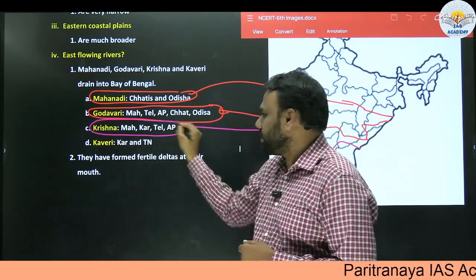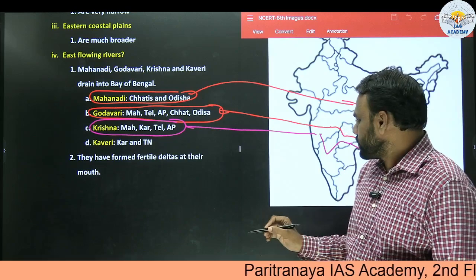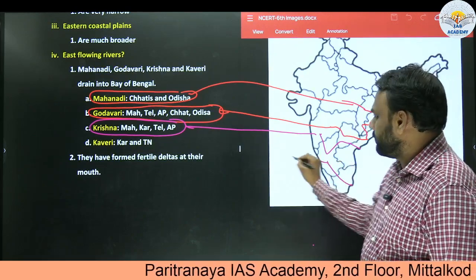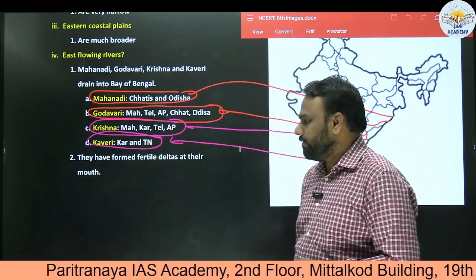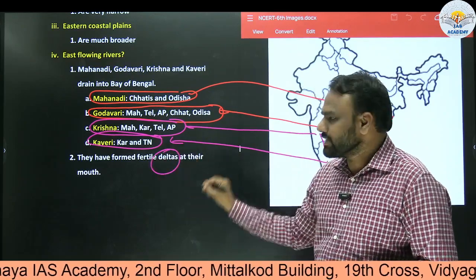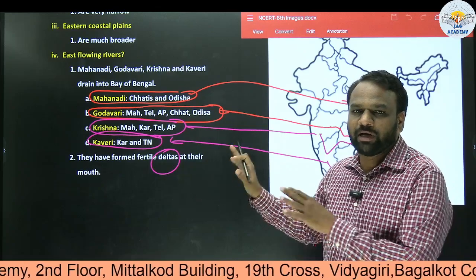Next, when it comes to Kaveri, again we'll ignore tributaries here. The Kaveri River flows through Karnataka and Tamil Nadu. They have formed fertile deltas. So what are deltas? Deltas at their mouth. What do we understand by deltas? All these various rivers form deltas.